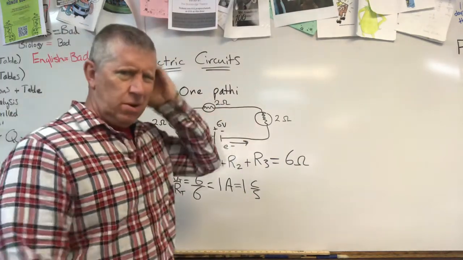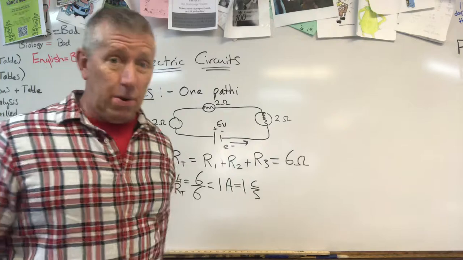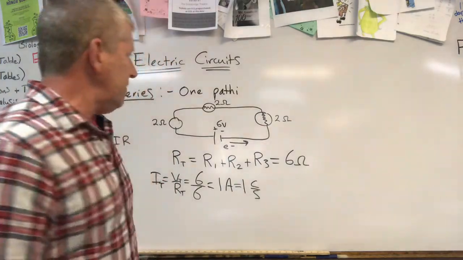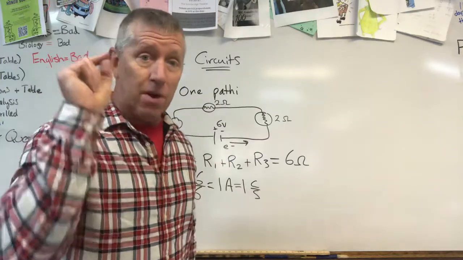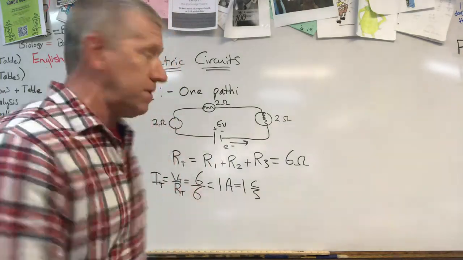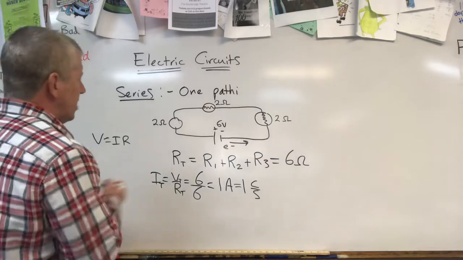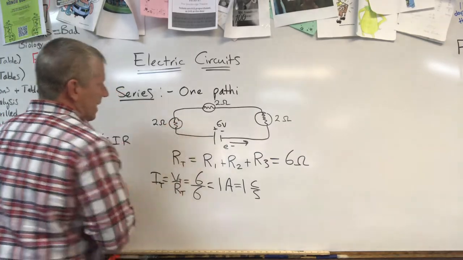Well, that sounds kind of stupid. Yeah, well, that's the way it is, Billy. That's just the way it is. Isn't there some kind of a circuit where if one goes out, the others stay on? Exactly, let's talk about that. That's called the parallel circuit. That's next. So there is your series circuit. If one goes out, they all go out.